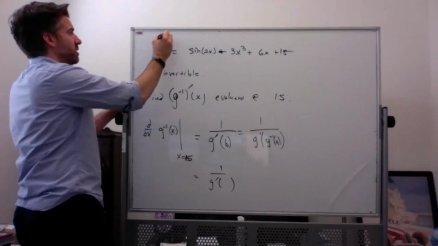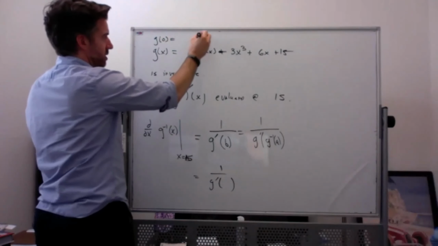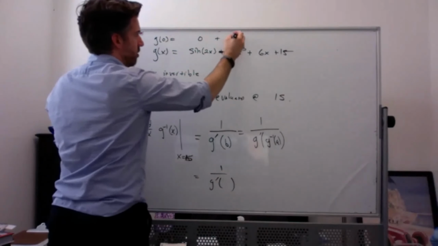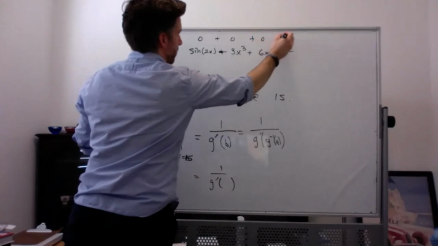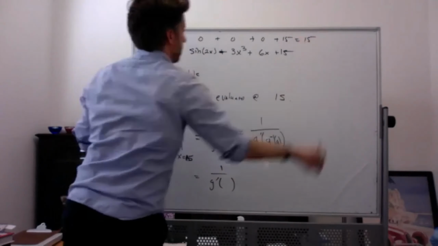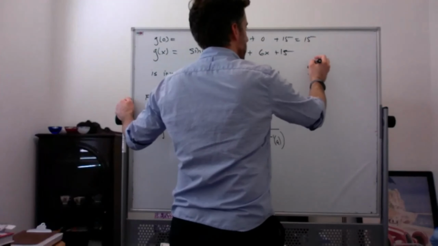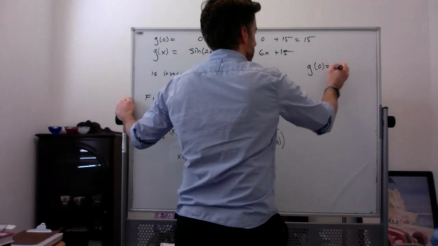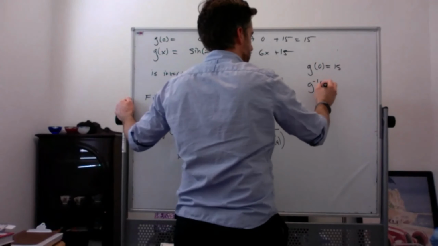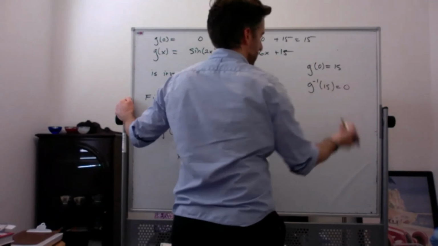In this case, it's 0, because g of 0 is equal to sine of 0, which is 0, plus 0, plus 0, plus 15. So since g of 0 is equal to 15, we can say that g inverse of 15 is 0.